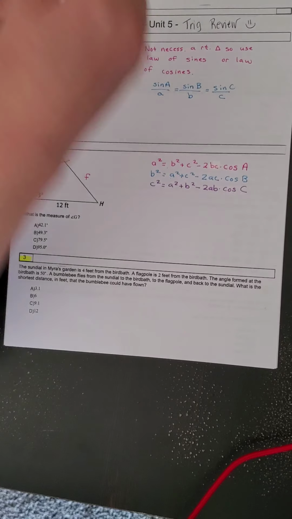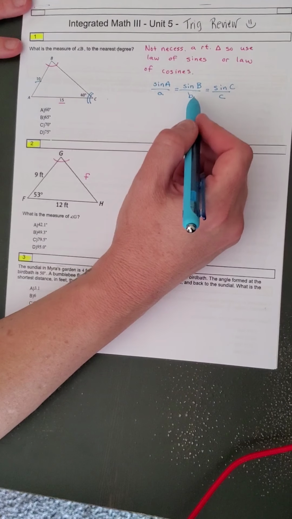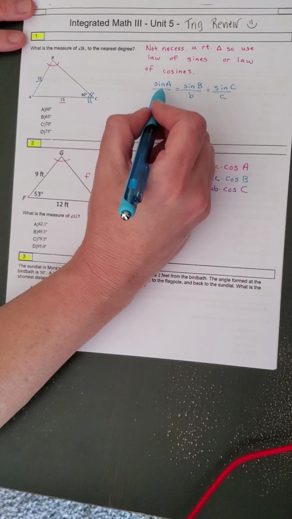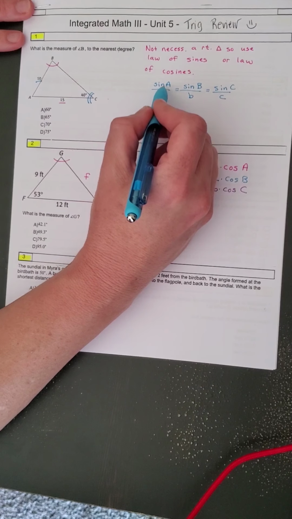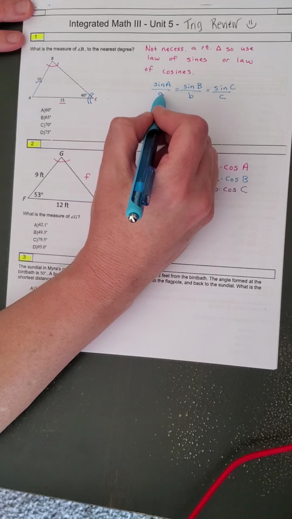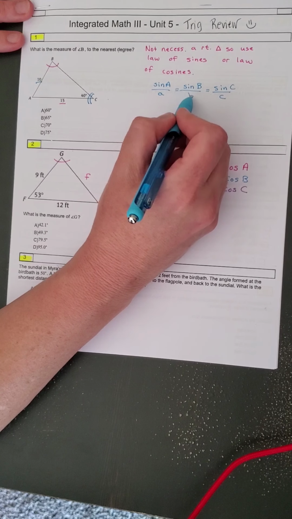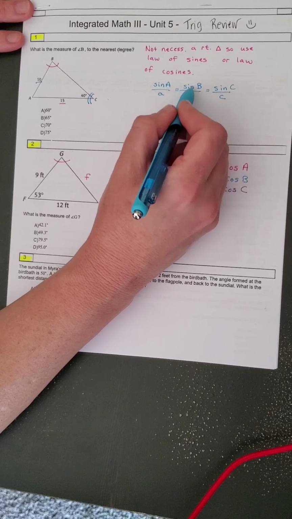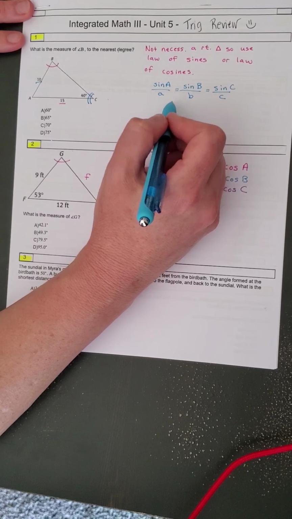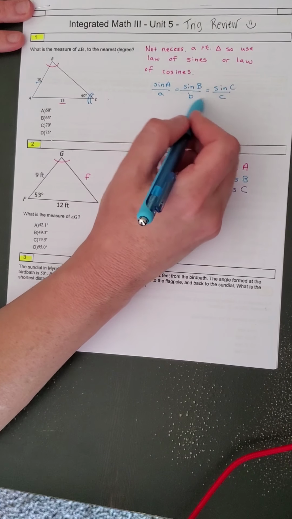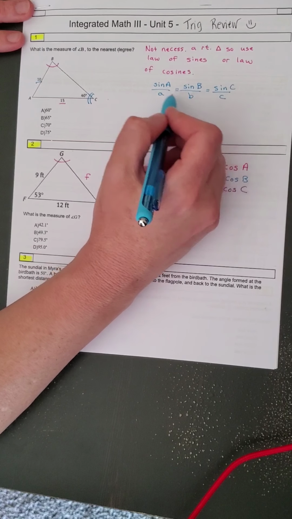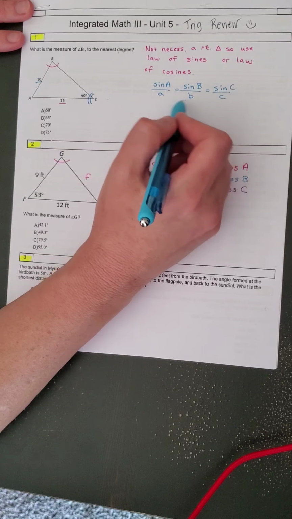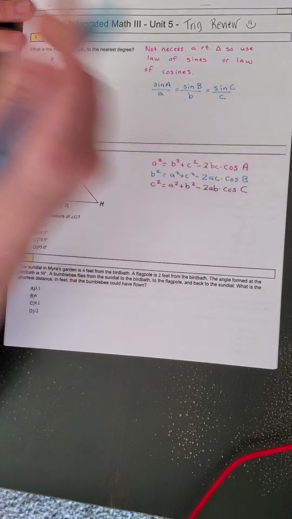So let's see if we have enough information to use this. We may or we may not. In order to use this, I have to have either an angle and the corresponding side, and then be missing an angle or its corresponding side. Or it could be like B and C's. So I could have sine A over A, sine B over B, sine C over C. I could have any two of these and only be missing one.